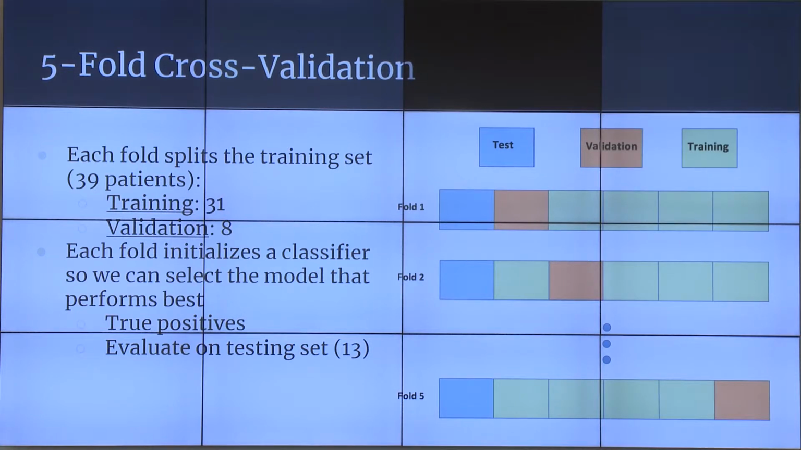Now, I'll go into the process of 5-fold cross-validation. The 39 patients that are part of the training set are divided into another training set of 31 patients and a validation set of 8 patients. The training is marked here in green and the validation is in orange. Each of these folds initializes a classifier, so we can select the model that performs the best. As the model keeps training, it trains on the data that's marked in green and tests on the orange. Then in the next fold, another group is selected for the validation set, and it trains on the green training patients and tests on the validation set to improve what it's learning and how it's learning. In the end, it tests on the original 13 patients that were assigned in the testing set.